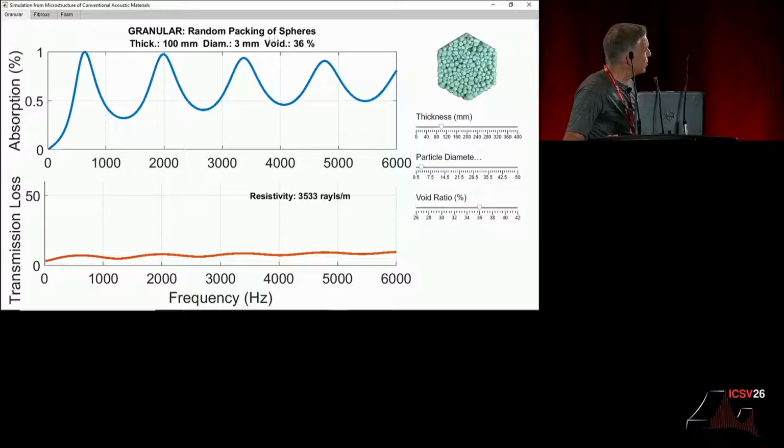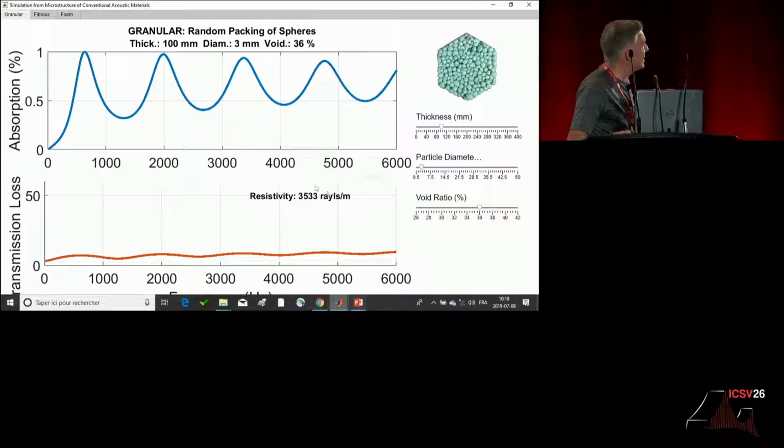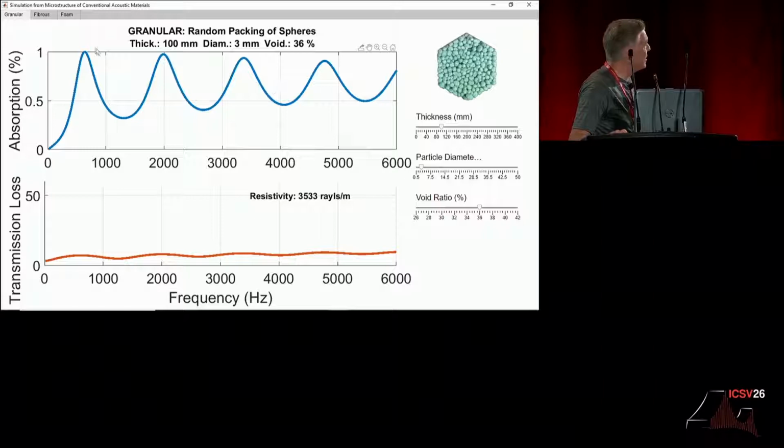Here is the granular model, a random packing of spheres. Here we have the thickness, the particle diameter, and the void ratio. Let's play with some of these properties. The first thing that we see is that this material shows a tunnel behavior. Why? It is because the porosity is small. When the porosity is very low, the material will show tunnel behavior. If you take a perforated plate on a honeycomb layer, you will see tunnel behavior.